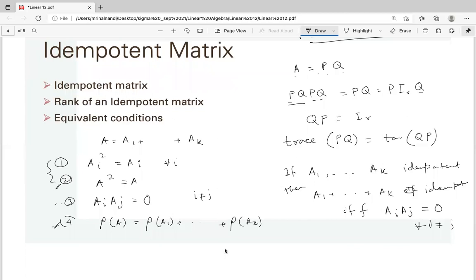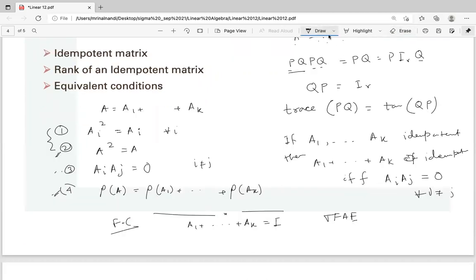Fisher-Cochran theorem: if A1, A2, up to Ak are n cross n matrices such that A1 plus A2 plus up to Ak is the identity, the sum is an idempotent matrix. Then the following are equivalent. Number 1, all these A_i are idempotent.